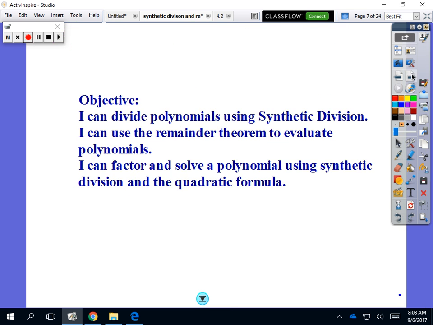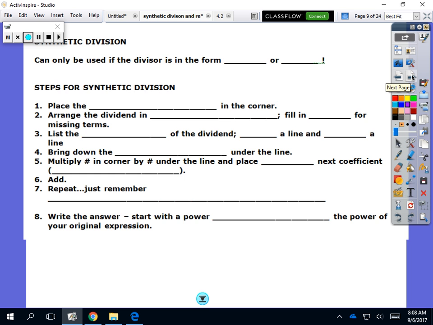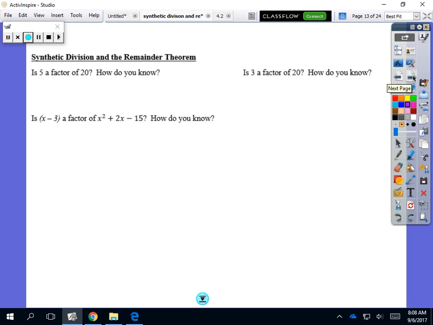Okay. Now we're going to talk about, yesterday you learned how to do synthetic division. Now we're going to do something with synthetic division. So we're going to go to the guided notes. In your guided notes, you're going to go to this part where it says synthetic division and the remainder theorem. Is 5 a factor of 20, and how do you know? So it's on the bottom left of the front of the notes.